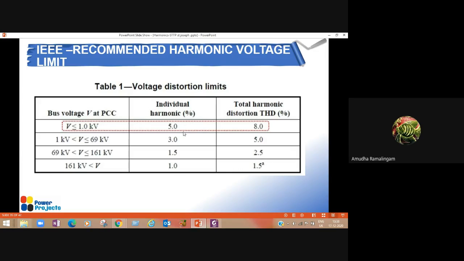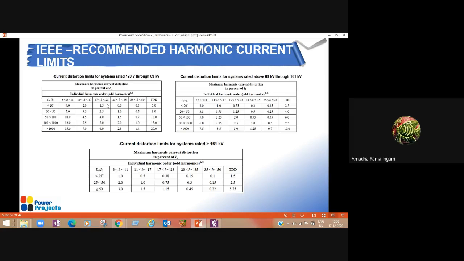If you take only one order, either the fifth order or the seventh order, and compare that with the fundamental, it will give the individual harmonic distortion. So you have to check that also. Similarly, we have current distortion limits based on the voltage of the PCC. Based on the voltage of the PCC, we have to look at the table and check the current limits.